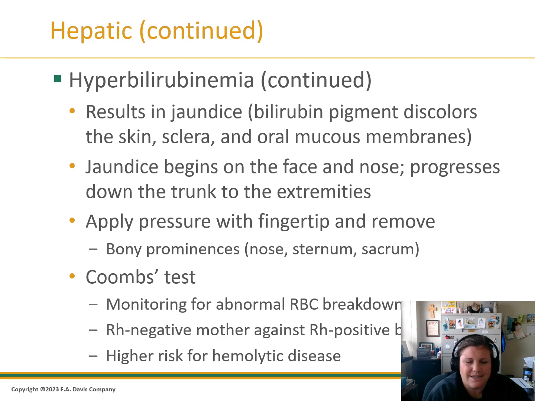Coombs test is a way in which we can get a more definitive identification of the patient's red blood cell breakdown if it's abnormal. It's also how we determine a mother who's Rh negative with an Rh positive baby. They're going to experience a higher risk for hemolytic disease.